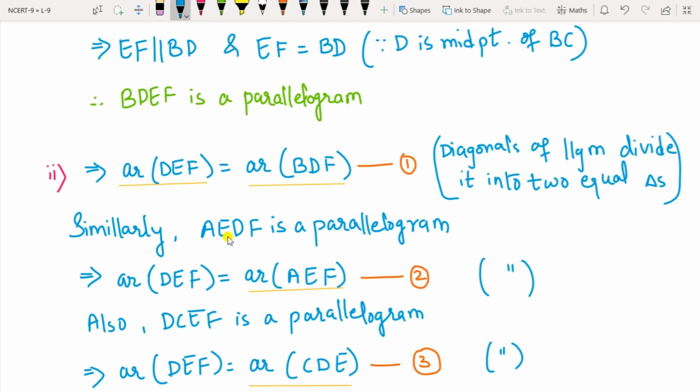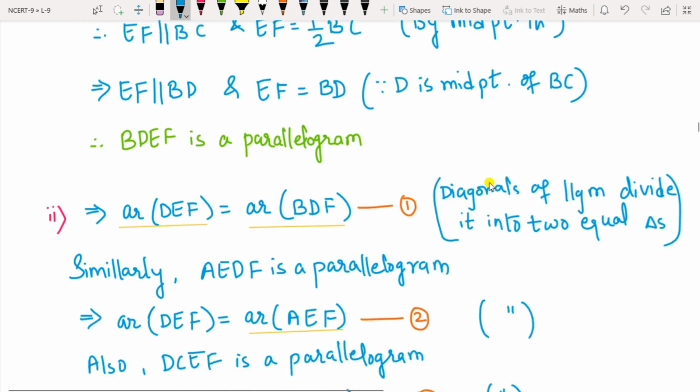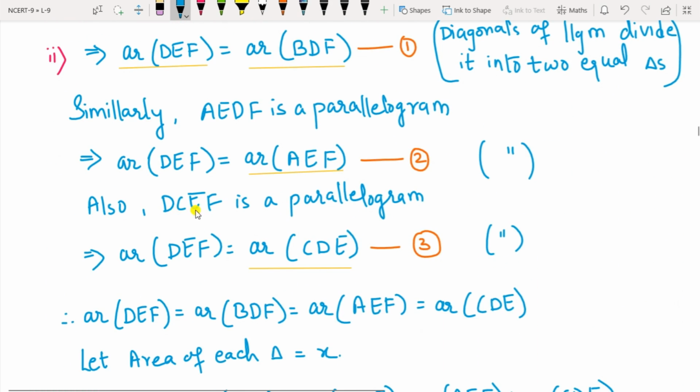Similarly, now we will consider the above parallelogram. This one, AEDF. Here also this triangle is equal to this triangle. The reason is same. Okay. And then DCEF, the other parallelogram at the right hand side, its area will also be equal, that will be equation number 3. Now you can see that I have underlined that this triangle equal to BDF, BDF is equal to AEF and AEF is equal to here CDE. Therefore all the triangles are equal.